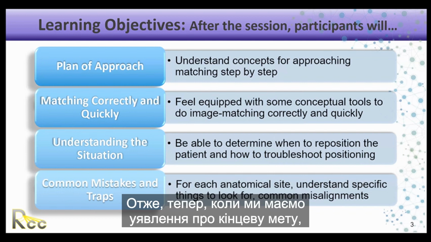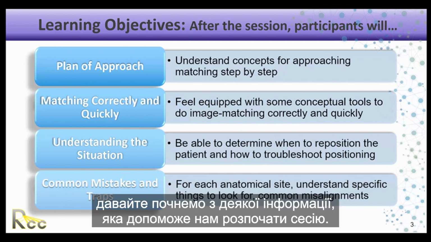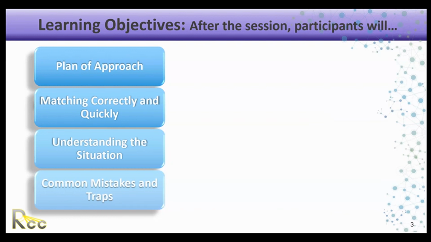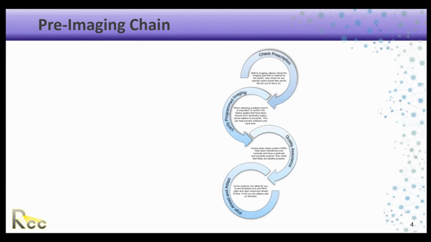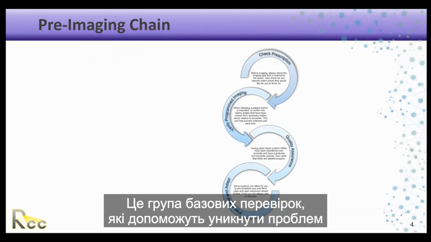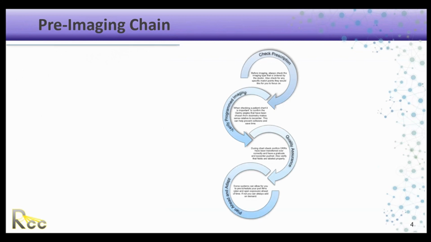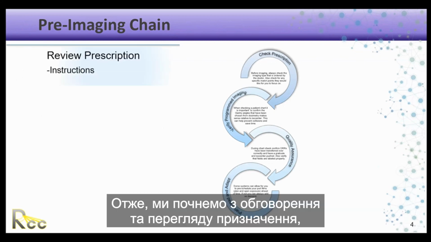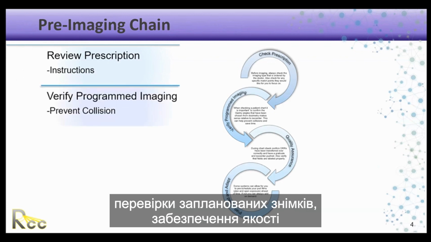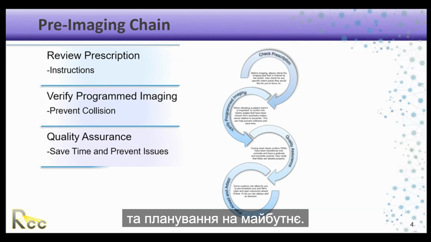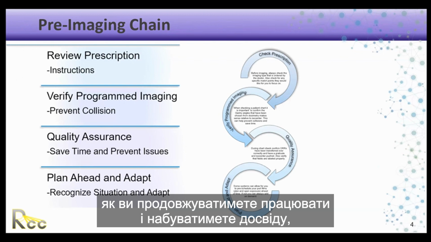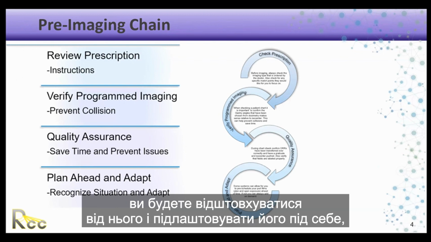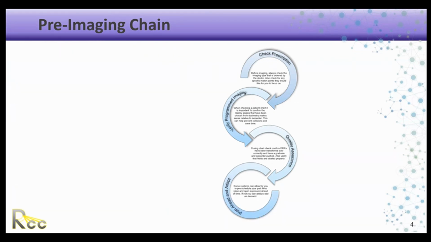Now that we have an idea of the end goal, let's start with some information that will lead us into this session. The first thing I would like to go over is called the pre-imaging chain. This is a group of basic checks that will help avoid problems and improve the quality of our matching. We'll first start by reviewing the prescription, verifying the scheduled imaging, quality assurance, and planning ahead. Of course, this is just a general guide, and as you continue to work and gain experience, you will build off of this and custom tailor it to your own technique.